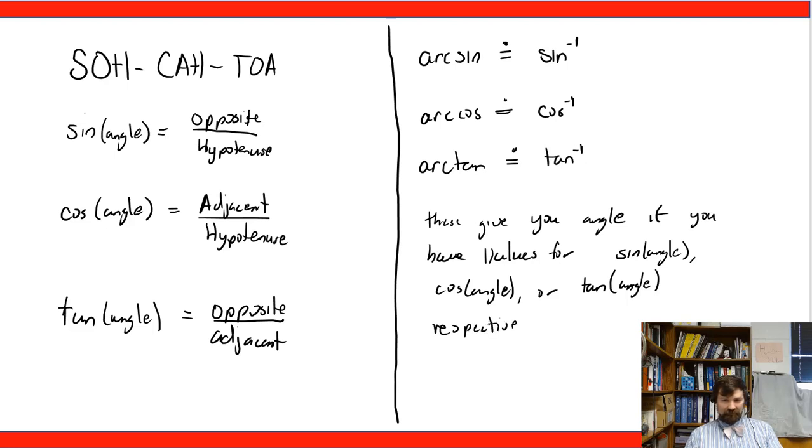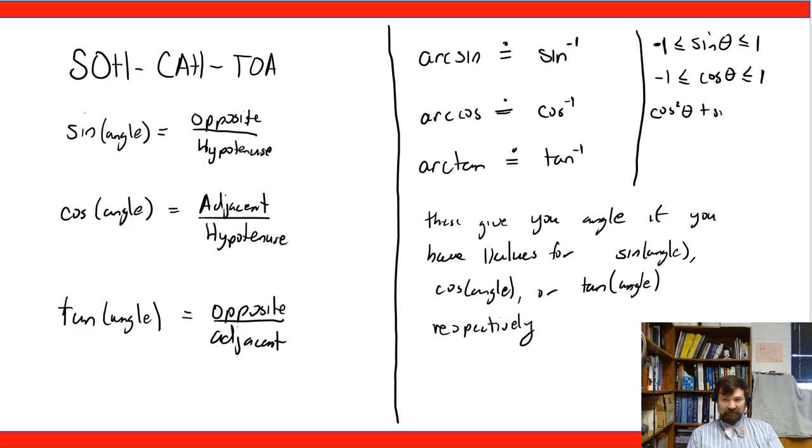Finally, one last important property with sines, cosines, and tangents. They're bounded. So minus 1 is less than or equal to sine theta for any theta, less than or equal to plus 1, and the same goes for cosine, such that cosine squared theta plus sine squared theta is 1.